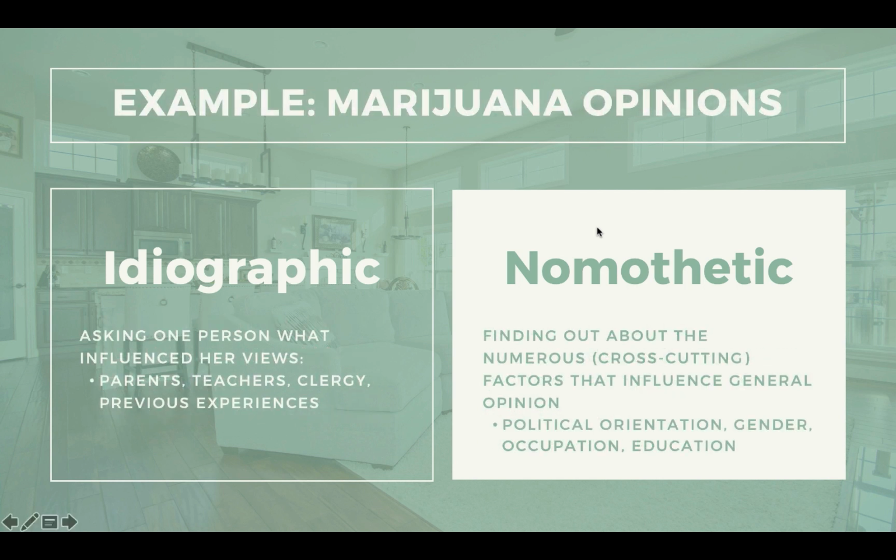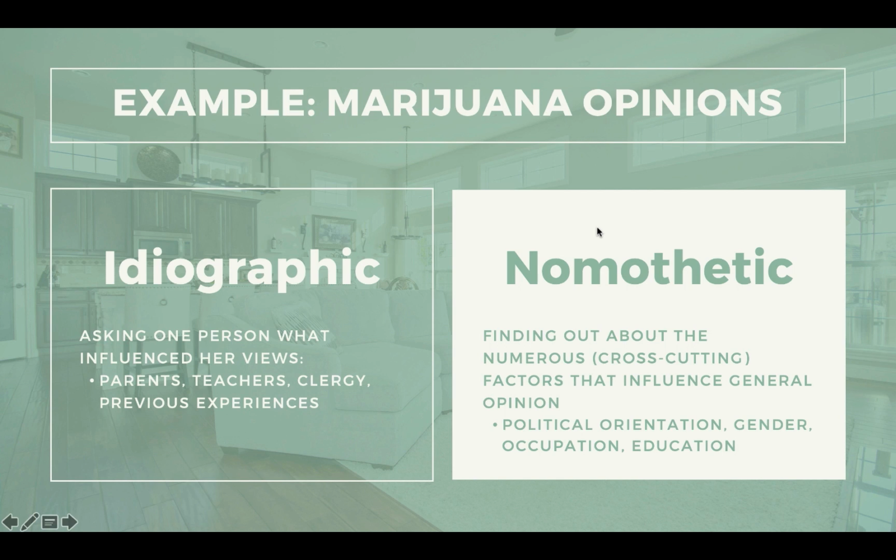Next, we have an example, positive or negative opinions about marijuana. An idiographic approach would say, we're going to ask one person about what influenced her views about marijuana. Why did she have positive or negative views about marijuana? We can look to her parents. What are their opinions? What do her teachers say about marijuana? Is she religious? Has she experienced marijuana herself? All of these things could contribute to one person's opinion about marijuana.